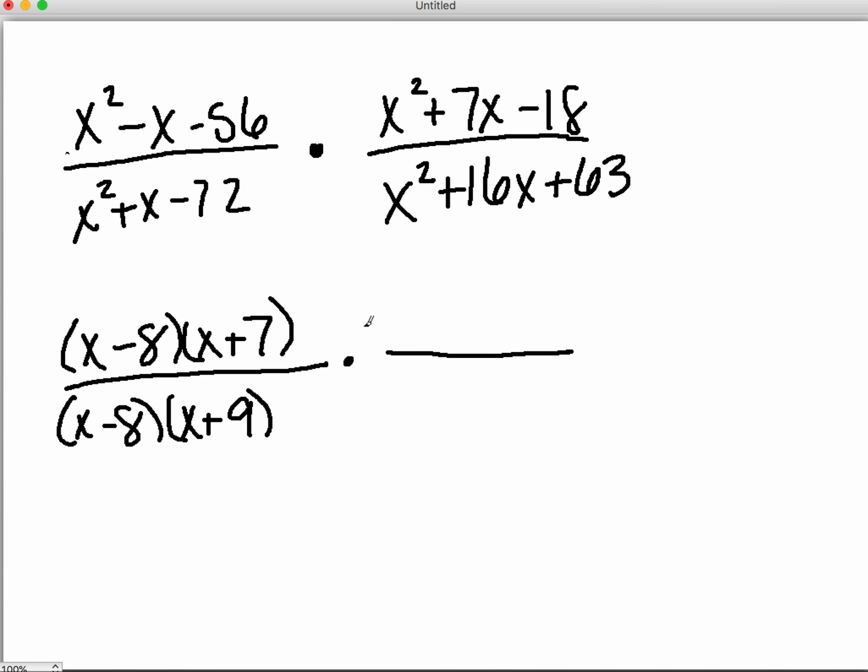Now, on the next one again, what are the factors of negative 18 that are going to add to give me positive 7? That's going to be 2 and 9. So I get x minus 2, x plus 9. And right there, I'm already seeing another potential cancellation. And then I have x plus 7 and x plus 9.